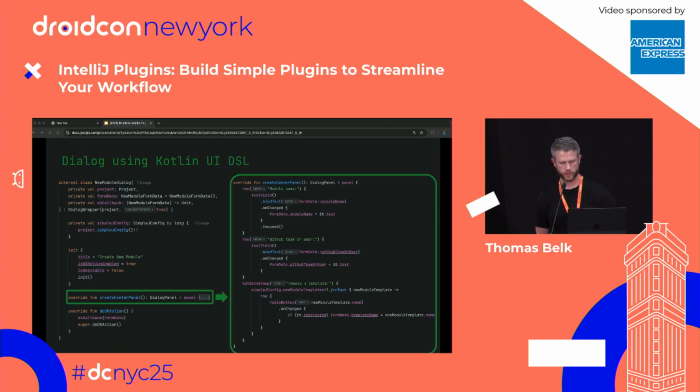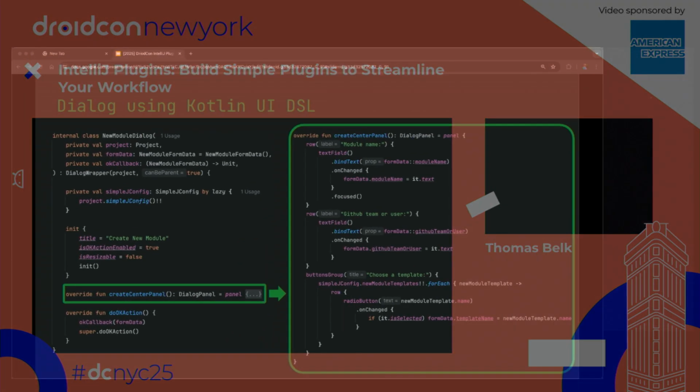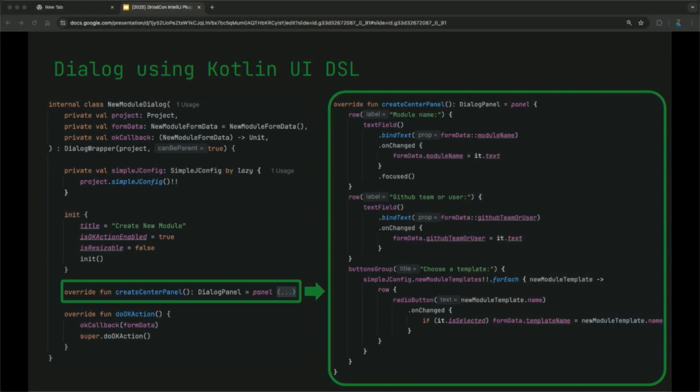So in this example, NewModuleDialog extends IntelliJ's DialogWrapper while setting a couple fields. The dialog's title is set to create new module. We're informing the IDE that the dialog should both be showing an OK and cancel button, as well as have a callback to the dialog when the user clicks OK, and ensuring the user cannot resize the window.